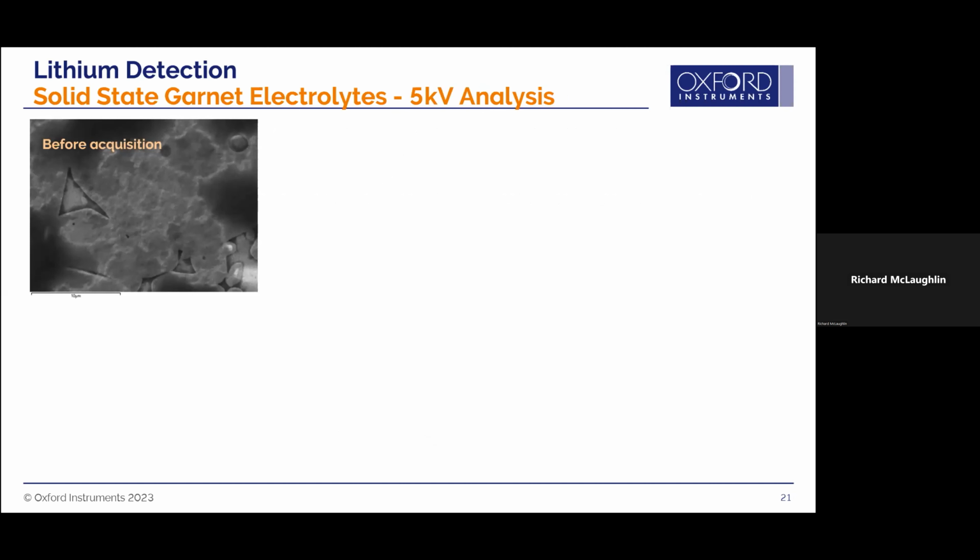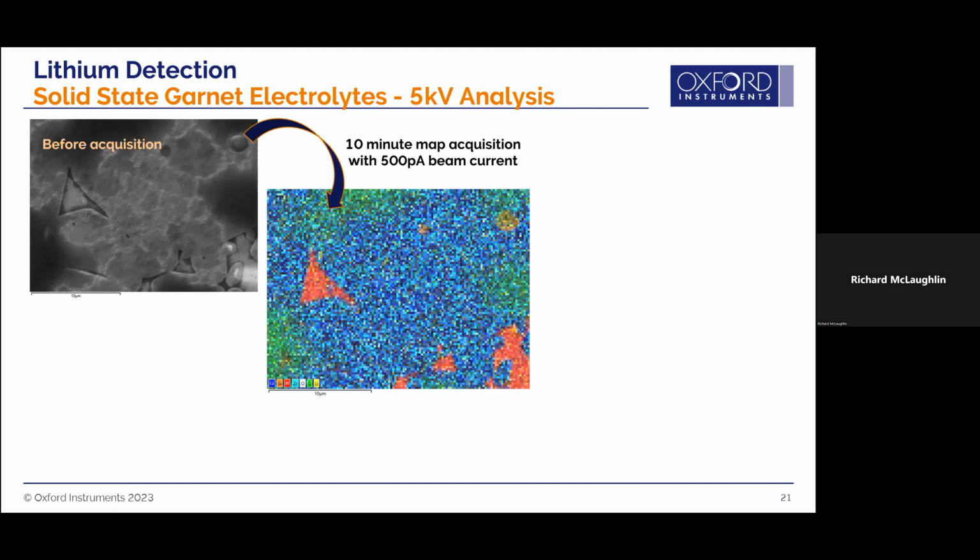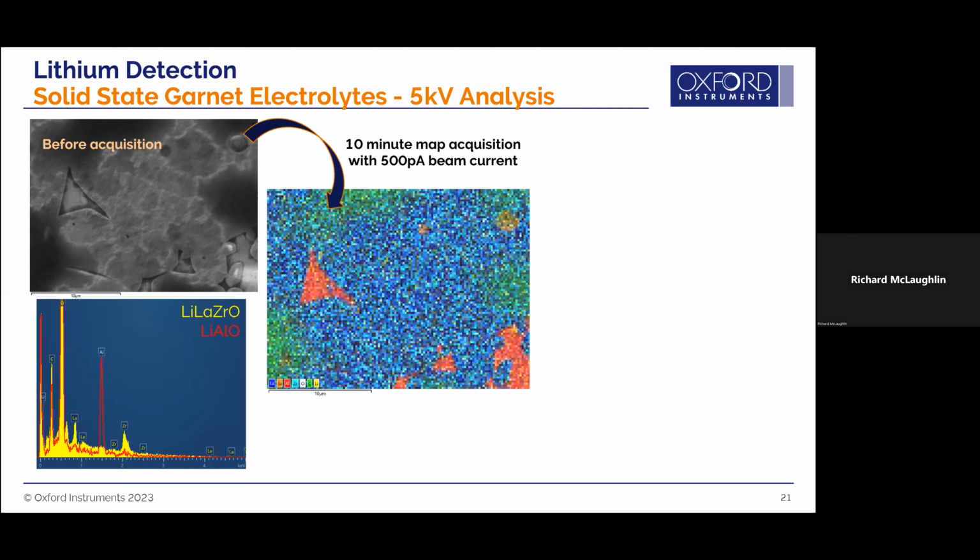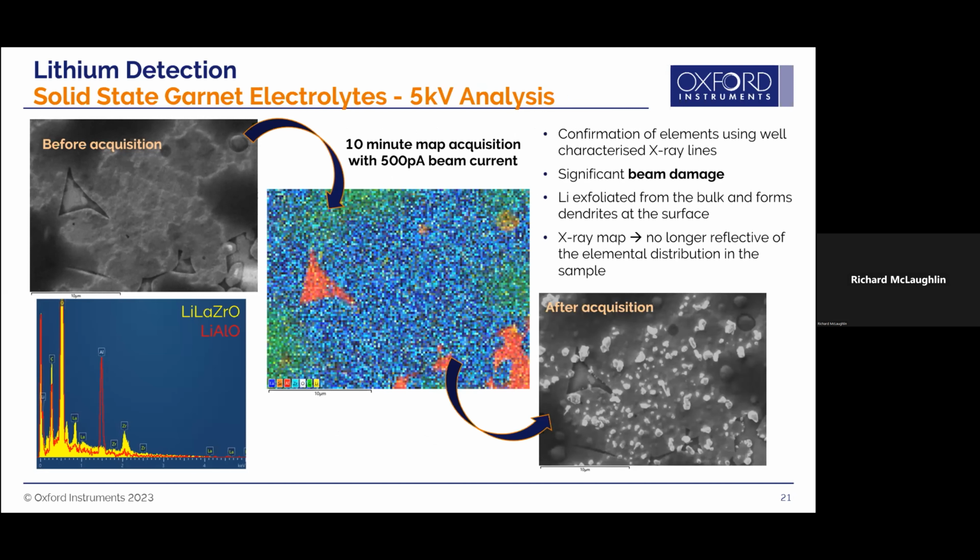Another example, this is an analysis at 5 kV. It's a 10-minute map at 500 picoamps beam current. 500 picoamps is actually rather gentle. And we do produce some spectra, lithium aluminate, and then we look at the lithium garnet spectra. We see a bit of a lithium peak appearing, lithium aluminate, but after the analysis, it is quite a mess.